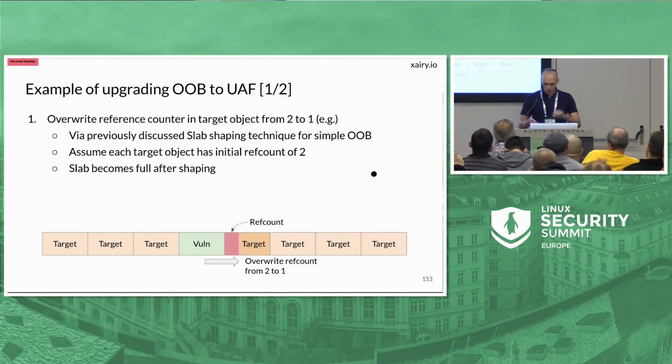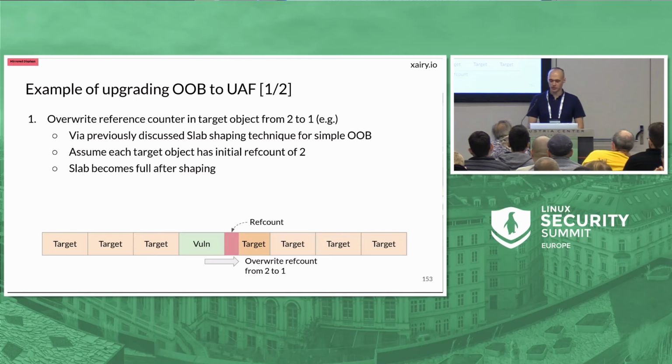So let's say we shaped memory for that simple out of bounds case, and let's say we chose such a target object that contains a ref counter at the beginning. And let's assume we allocated the target object in such a way that the initial ref counter that it has is the number 2. So we have two different references from different parts of the kernel to this target object. So let's use our out of bounds primitive to override this reference counter from 2 to 1, just as an example.